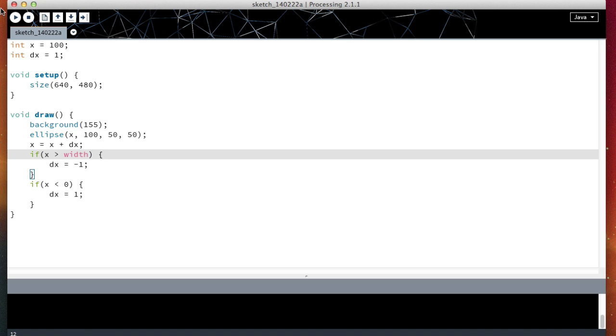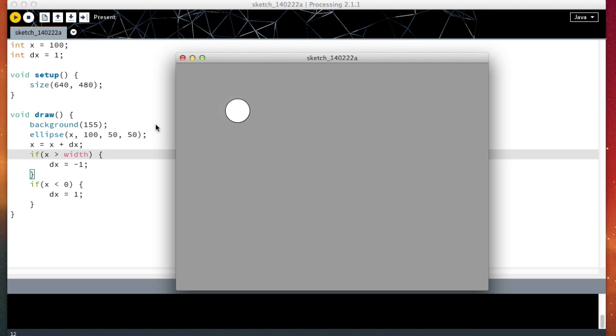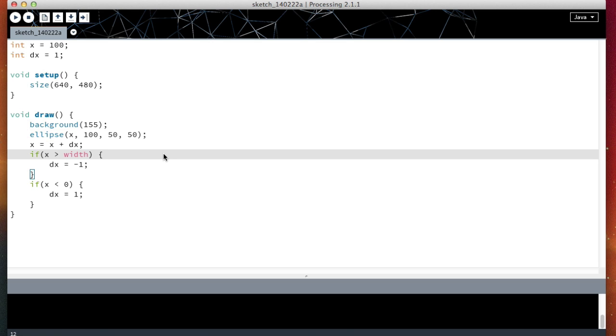Well, what we have to know is that Processing only knows where the middle of the ellipse is. So at any given point, x is the center of the ellipse. So if x is the center of the ellipse, then x plus 25 is the very edge. Let that sink in for a minute. x is the center of the ellipse, and the ellipse is 50 pixels wide. Therefore, the center plus 25 pixels gives us the right side of the ball.